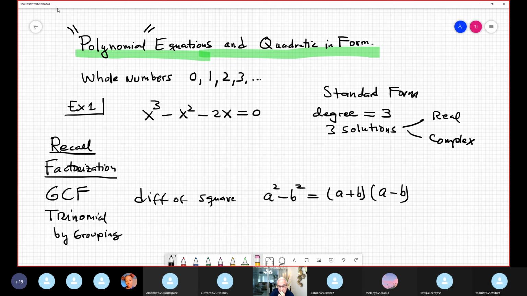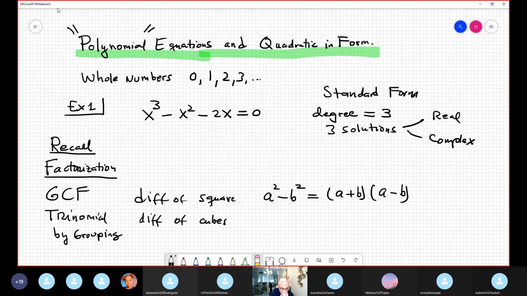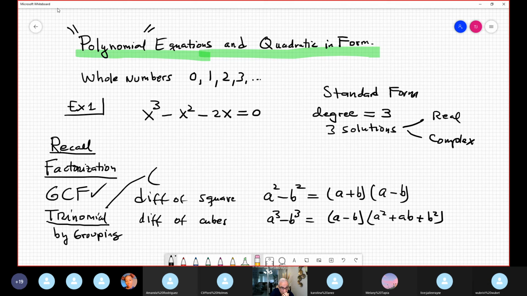When you see a binomial like that, you separate it into 2, and this is a difference of squares. And the difference of cubes is a little bit more complicated, but it's okay. It's a formula. A cubed minus b cubed is (a minus b)(a squared plus ab plus b squared). These are formulas. So GCF, this is the collection of the most important factorizations that we need to use. The trinomial is super easy. You open two parentheses.